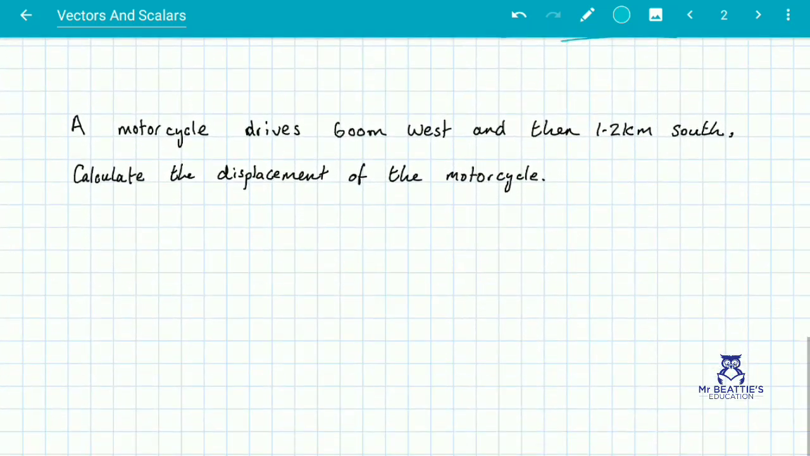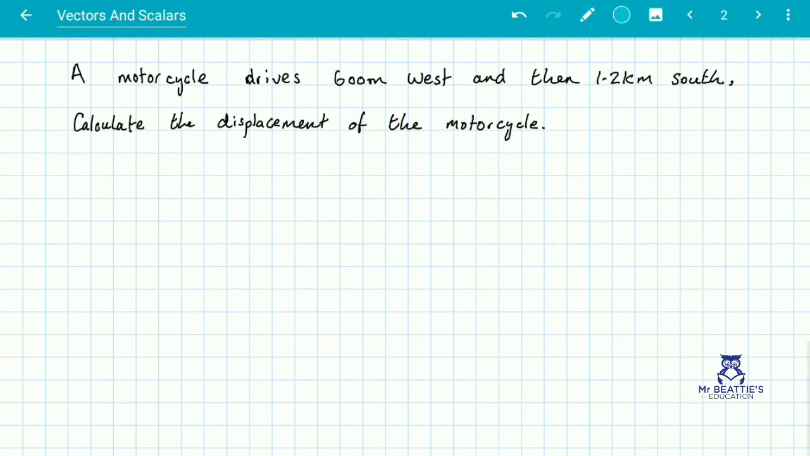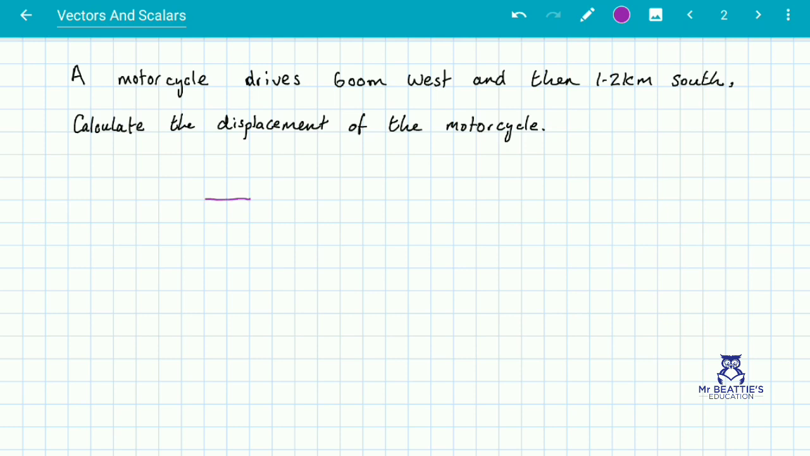Okay, we're going to go on to a second question. This time there's no triangle pre-drawn for us. A motorcycle drives 600 meters west and then 1.2 kilometers south. Calculate the displacement of the motorcycle. So he's gone 600 meters west, and then 1.2 kilometers south. I'm going to write 1.2 kilometers as 1,200 meters. And so that gives us our displacement being the connection of those two there.